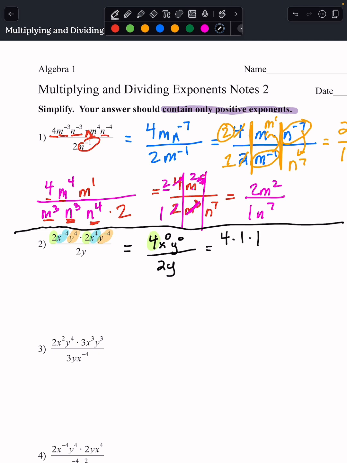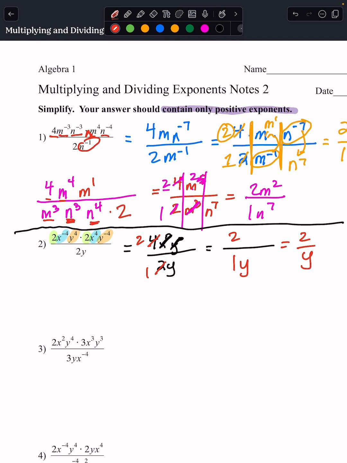Because this is a 1 and this is a 1, we don't really need those there. Okay, so let's erase that. So we have to reduce. 4 divided by 2 is 2 over 1. And we just have a y in the bottom. So my answer is just 2 over y. That one wasn't that bad.